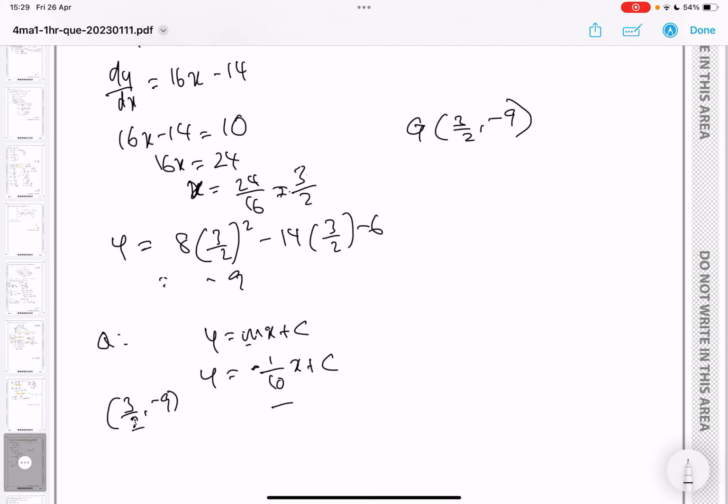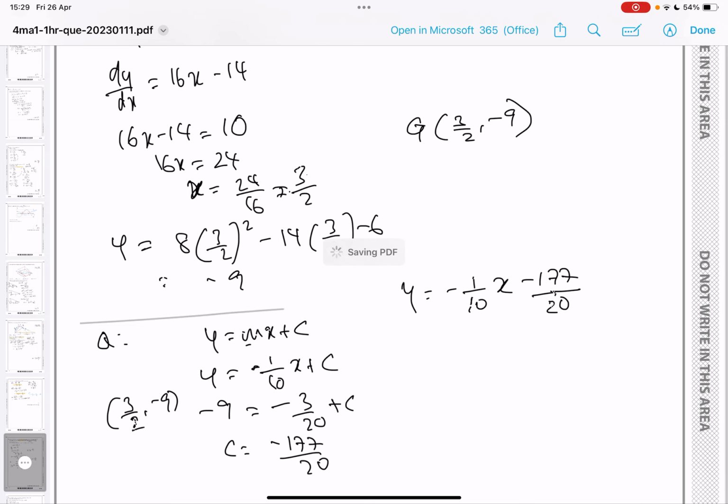That's going to be minus 3 over 20 plus c is equal to minus 9. And then minus 9 plus 3 over 20 is going to be c equals minus 177 over 20. So the equation of the line is y equals minus 1/10 x minus 177 over 20.